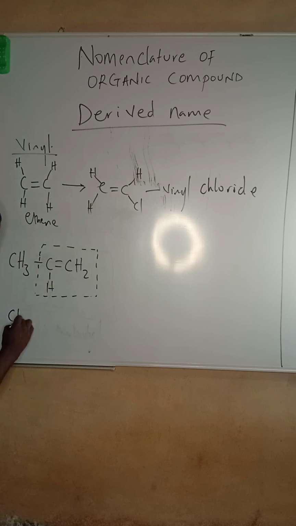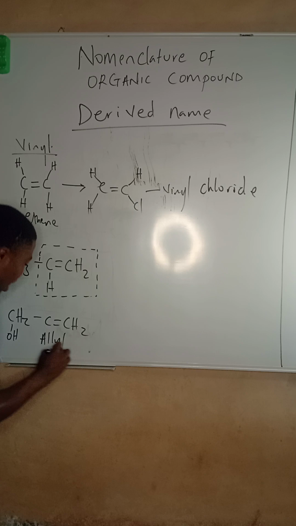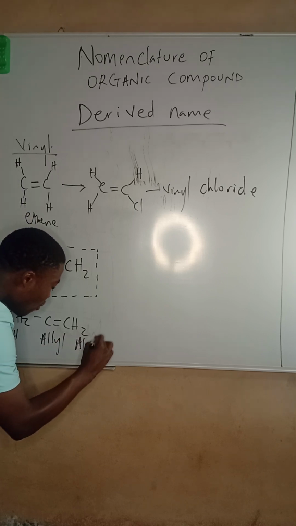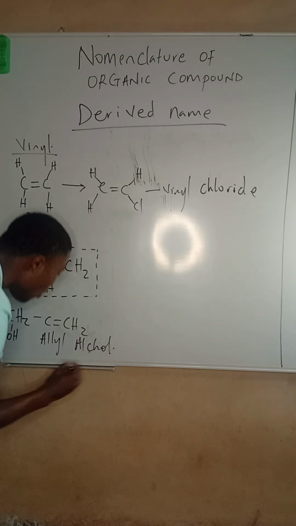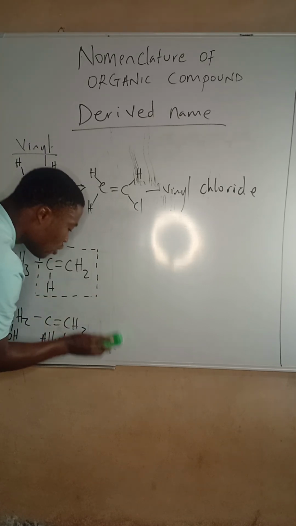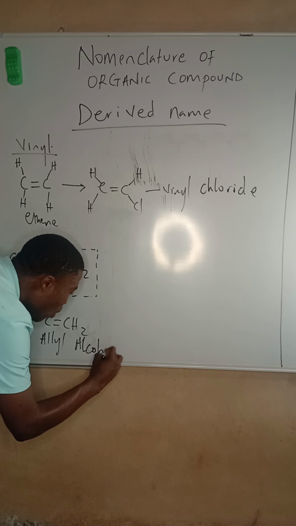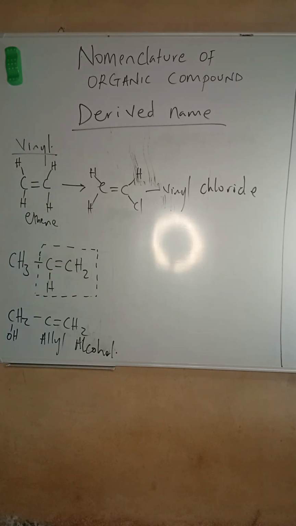I should have something like CH2, let's put OH here, and I have C double bond CH2. This compound is called, trivially, allyl alcohol. Pardon me for my spelling. Allyl alcohol. As simple as this.